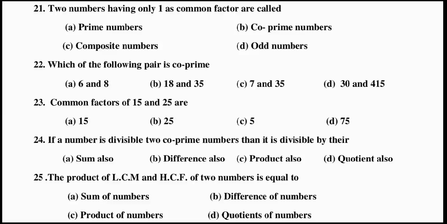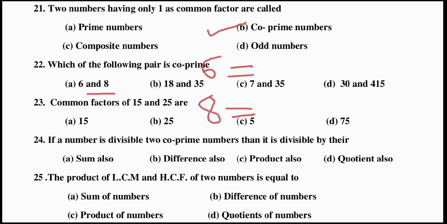Question number 21. Two numbers having only one as common factor are called dash. And we know that in co-prime numbers, only one is a common factor. So answer is B, co-prime numbers. 22. Which of the following pair is co-prime?